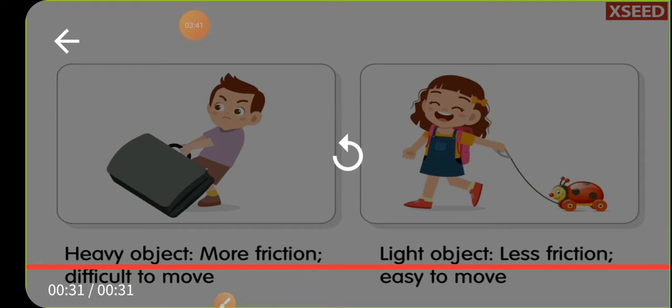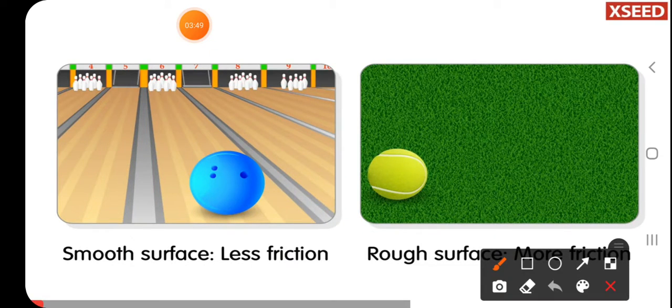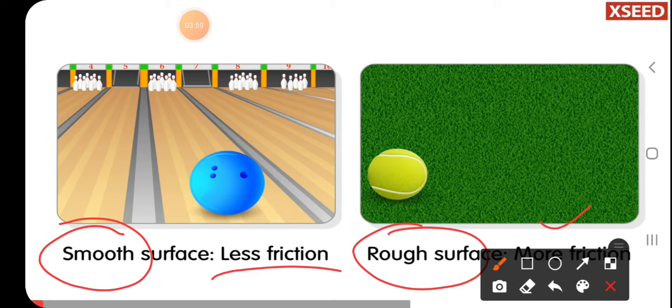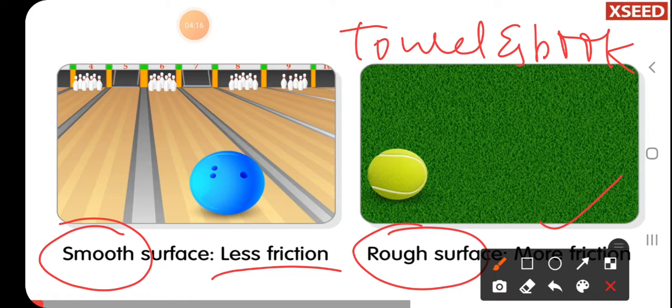By this video, children, you might have understood that the frictional force depends on a few factors. One is the nature of the surface. If the surface is smooth, then the friction is less. If the surface is rough, then the friction is more. Like in the case of the spring balance, the book and the table: the table and book are smooth surfaces, so the friction is less. Whereas in the case of the towel and the book, the towel is uneven, so it is a rough surface, and a rough surface exerts more frictional force.